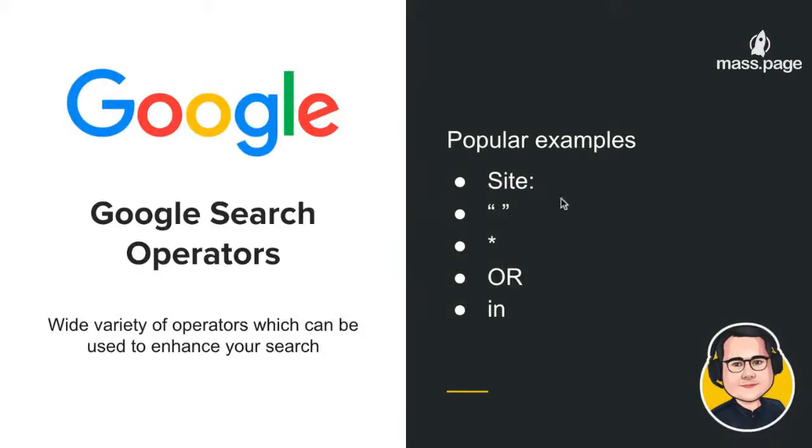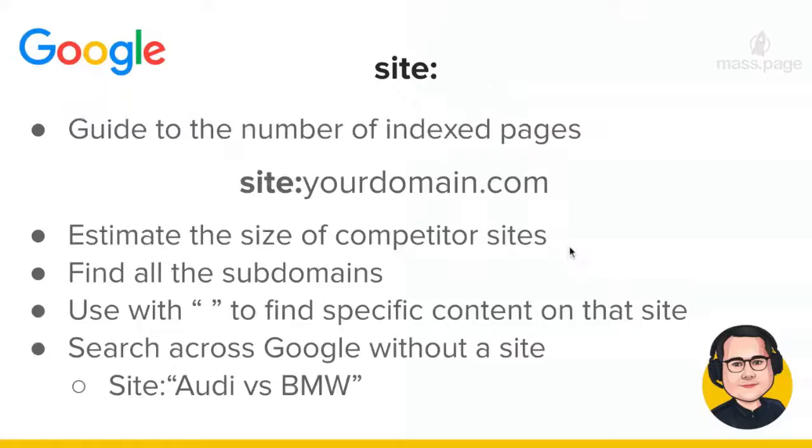Site: is one I think probably is going to be familiar to most people, and as is putting something in quotes if you want an exact match. We've probably seen star being used for wildcards. You can use and, you can use or, you can say give me $10 in pounds or euros or something. So these are all things I think a lot of people are pretty much using.